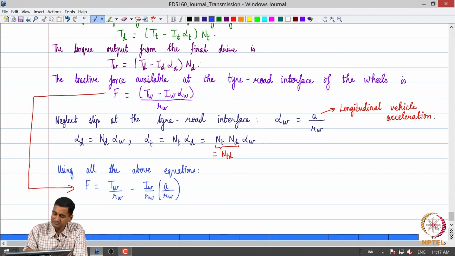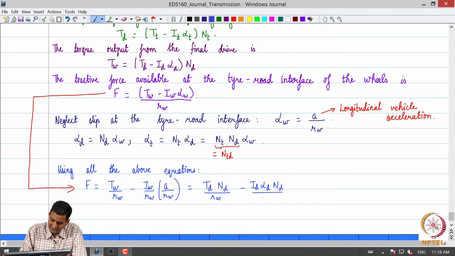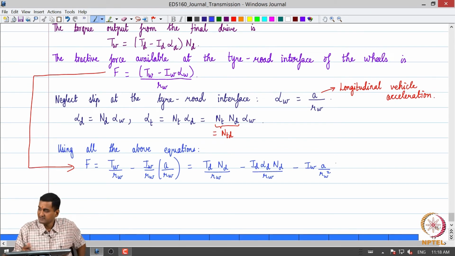From where do I get Tw? From this equation, right. So, Tw is going to be equal to Td Nd divided by Rw minus Id alpha d Nd divided by Rw, and Iw A divided by Rw square remains as it is, right. So, what we have already got in the previous step. So, now I hope you get the idea, right. So, we keep on substituting for each variable and eliminating them.